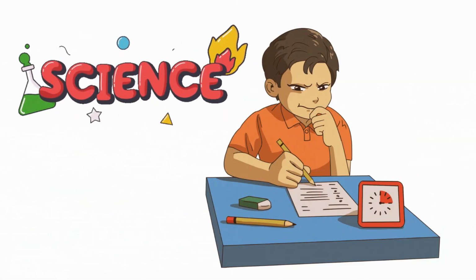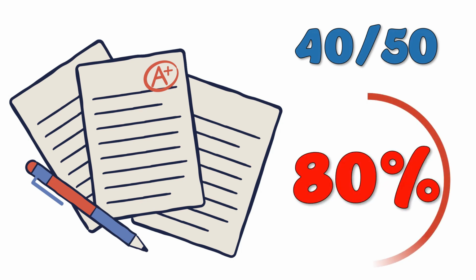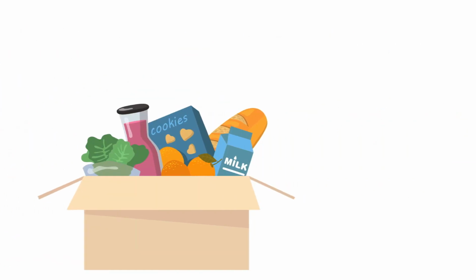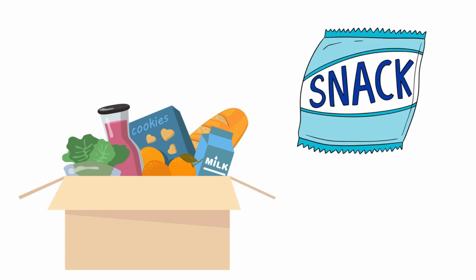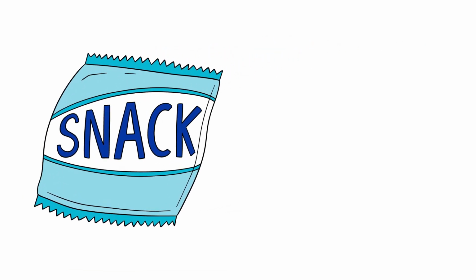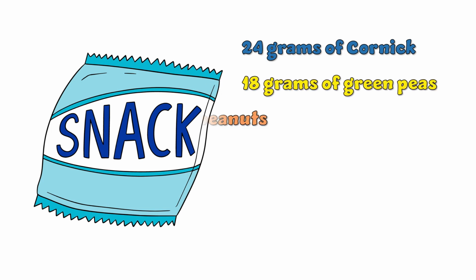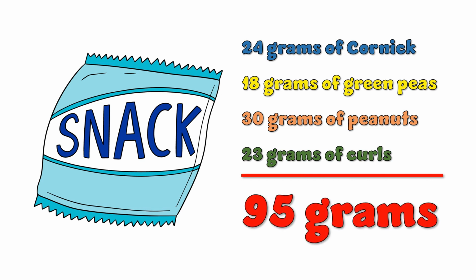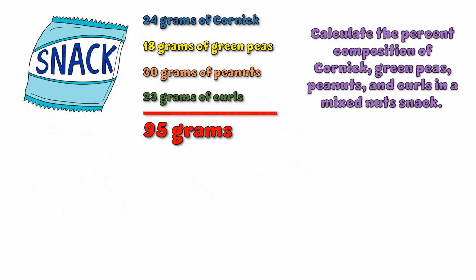Suppose you had your quarterly test and you got 40 out of 50, meaning you got 80% of the correct answer. The percentage can also be seen in the packages of grocery items such as canned goods, beverages, or even the snack. For example, this mixed snack consists of 24 grams of corn, 18 grams of green peas, 30 grams of peanuts, and 23 grams of kernels. The sum of these ingredients is 95 grams. Now, let's calculate the percent composition of corn, green peas, peanuts, and kernels in this mixed snack.